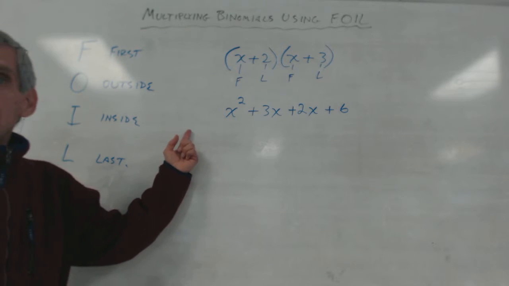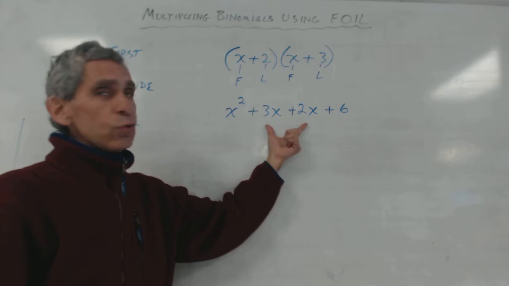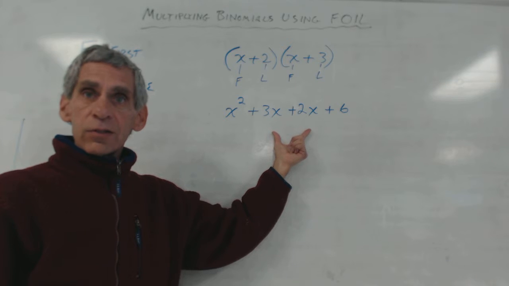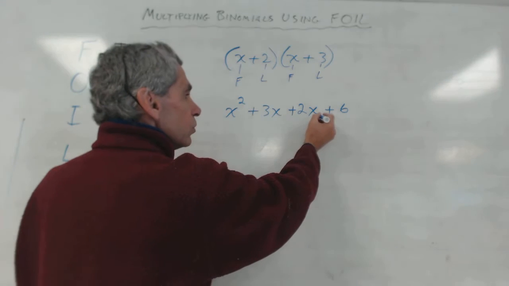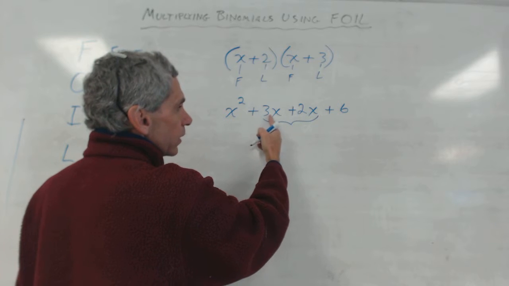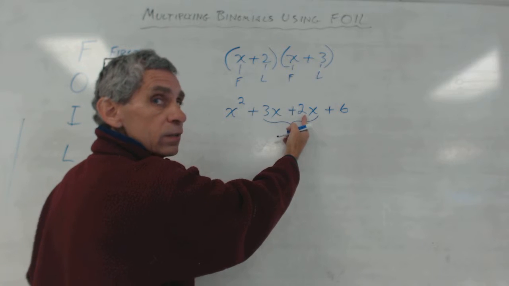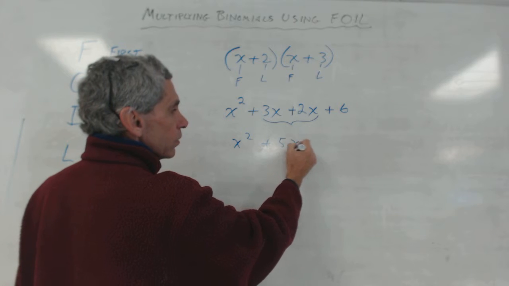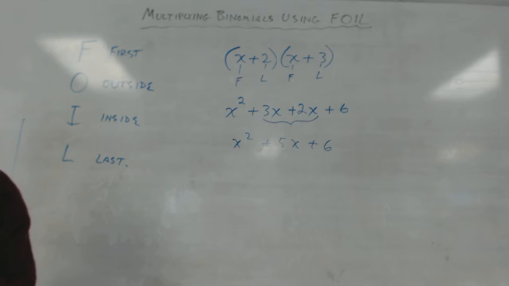Now, once I've done that, I notice that I have the x squared, and I have 2 inside terms that are like terms. Don't you agree with me? They're like terms. They both have an x. So could I combine them? Yeah, and that's what you usually do. You want to combine those. 3x plus 2x is 5x, right? 3 x's plus 2 more x's is 5 x's. So I have x squared plus 5x plus 6. This is my final answer. It's not hard, it's pretty easy.